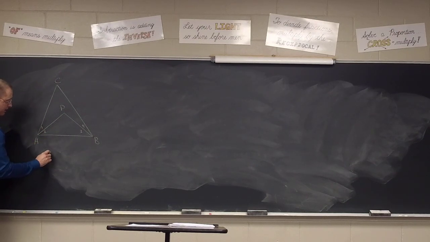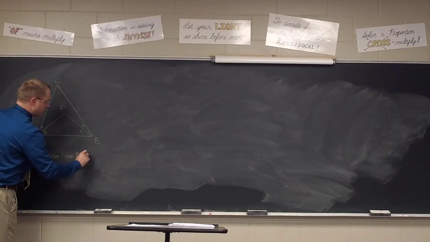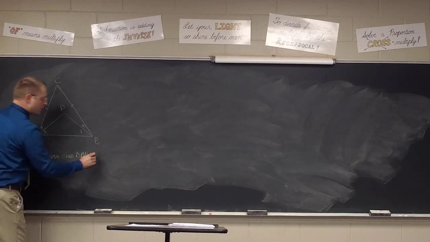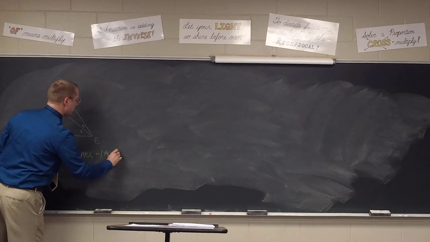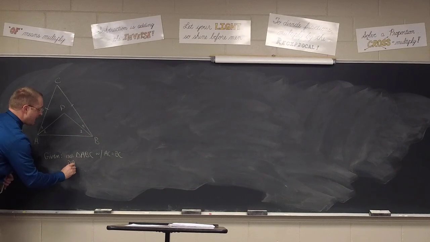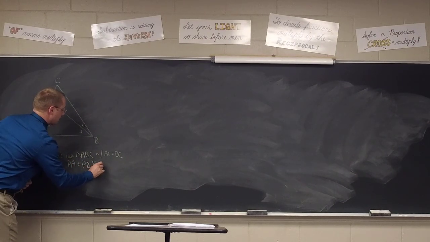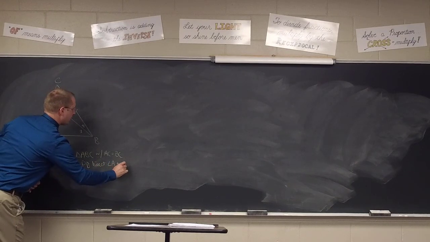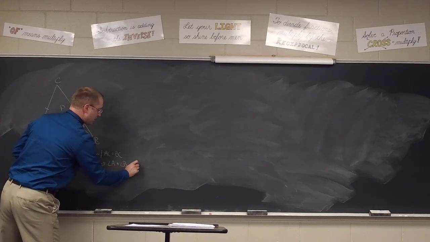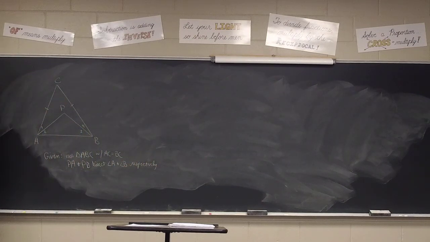So we are given isosceles triangle ABC with AC equal to BC. And we're given that PA and PB bisect angle A and angle B, respectively.